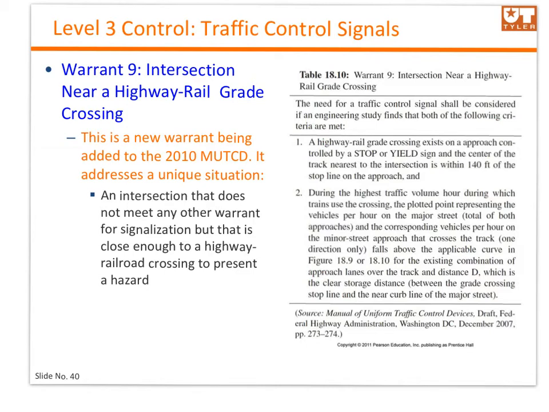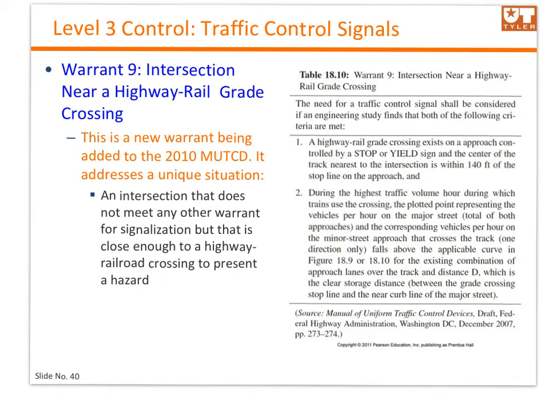sign, and the center of the track nearest to the intersection is within 140 feet of the stop line on the approach, and during the highest traffic volume hour during which trains use the crossing, the plotted point representing the vehicles per hour on the major street, which is the total of both approaches, and the corresponding vehicles per hour on the minor street approach that crosses the track, falls above the applicable curve in figures 18.9 or 18.10 for the existing combination of approach lanes over the track and distance D, which is the clear storage distance between the grade crossing stop line and the near curb line of the major street.